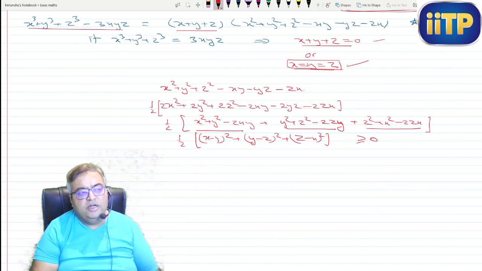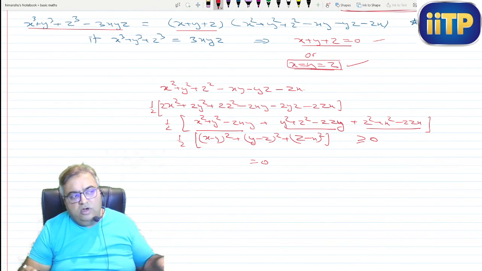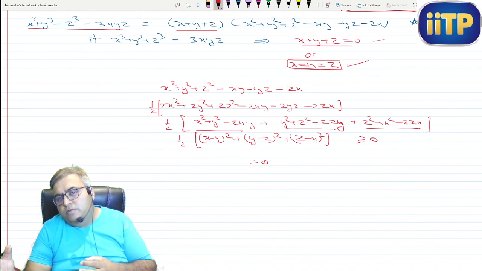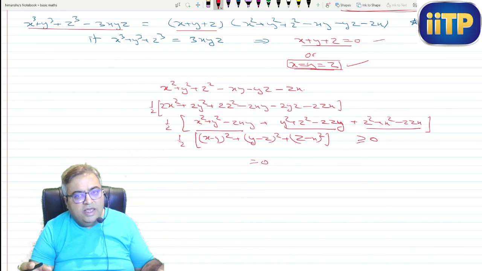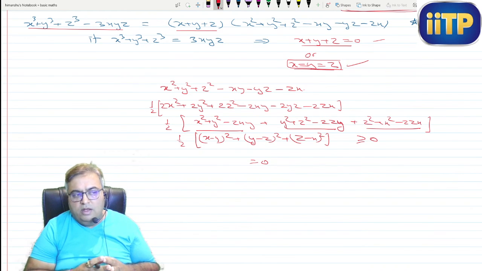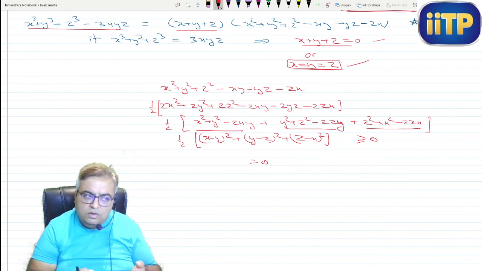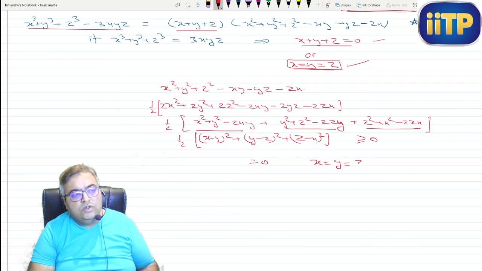Now you know every square is always greater than or equal to 0. So this expression has to be greater than or equal to 0, and it will be equal to 0 if and only if all the non-negative quantities are 0. In order to get a 0 sum, something would have to be negative, but here nothing can be negative, so nothing can be positive either, since we want the total sum as 0. Hence only 0 is left. So all three squares have to be 0 simultaneously. Remember, simultaneously. Therefore x equals y equals z.